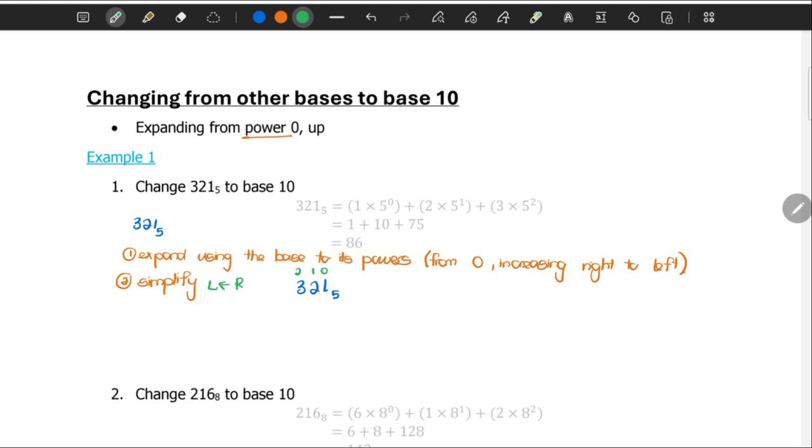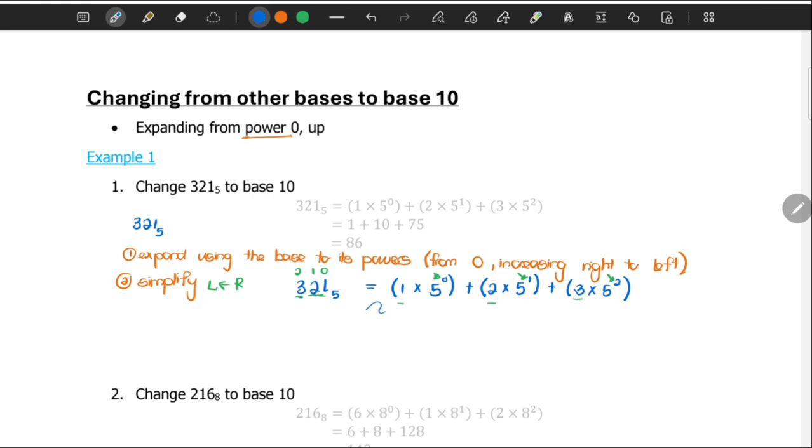So if we're starting from the right to the left, this expands to 1 times 5, which is our base, to the power 0, plus, in brackets now, 2 times 5, our base, to the power 1, plus 3, which is the third number, times 5 to the power 2. If you notice, we have to the power 0, to the power 1, and to the power 2. It's increasing, and these are the same numbers, 3, 2, 1. So take note of that.